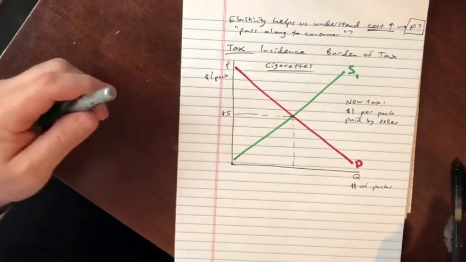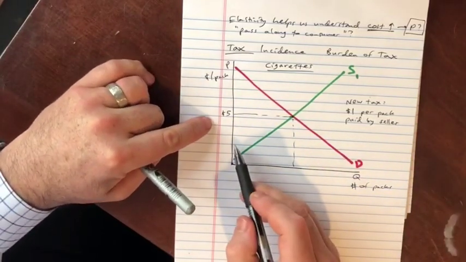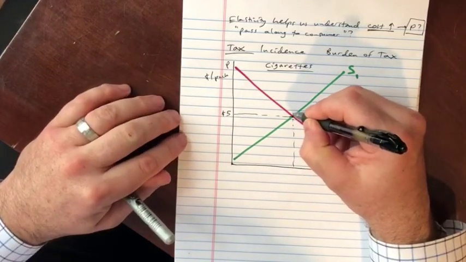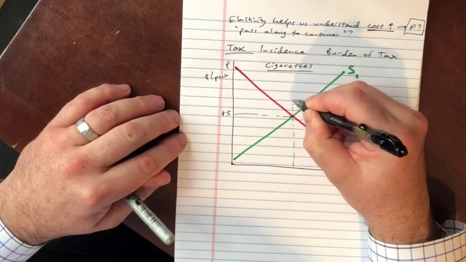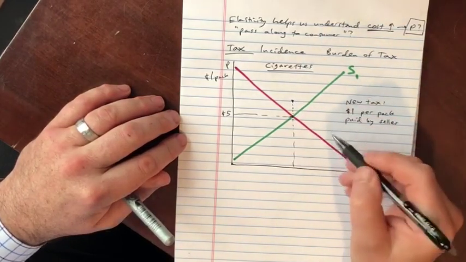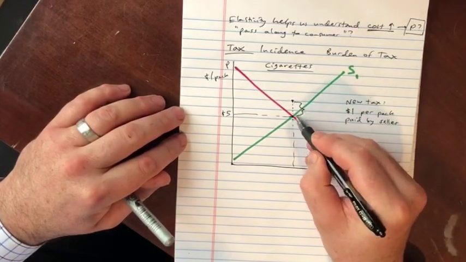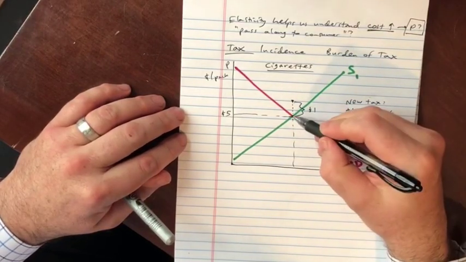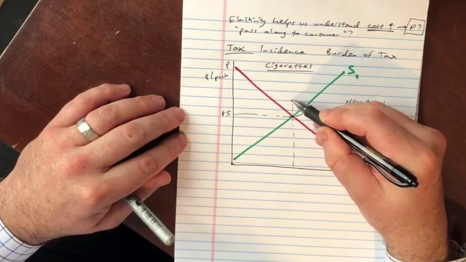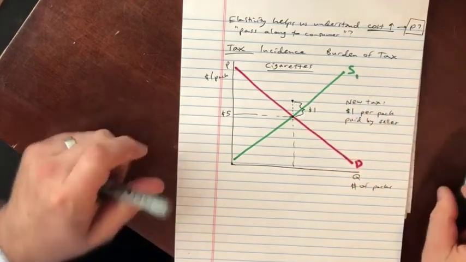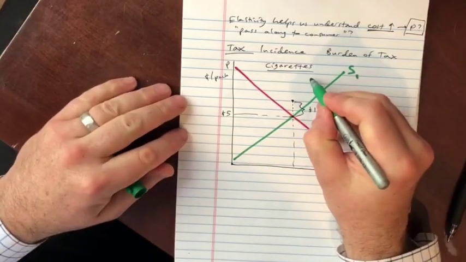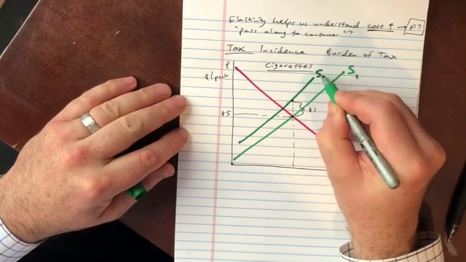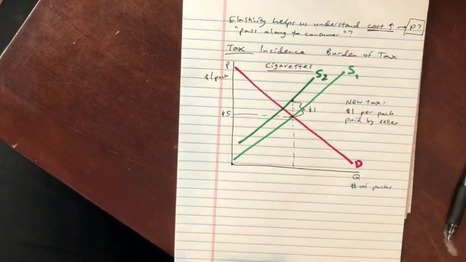Okay, so if the tax is $1, then what's going to happen here is we're going to see the supply curve shift up vertically by an amount that's equal to that $1 tax increase. Okay, so we have an old supply curve and then a new supply curve. The supply curve is going to shift to a position that's $1 higher. All right, so we've got S1 and S2.